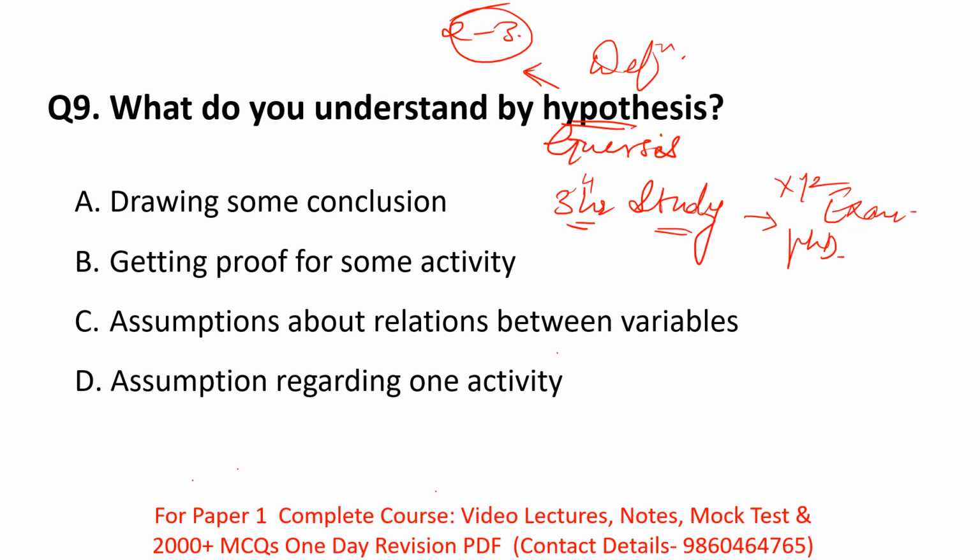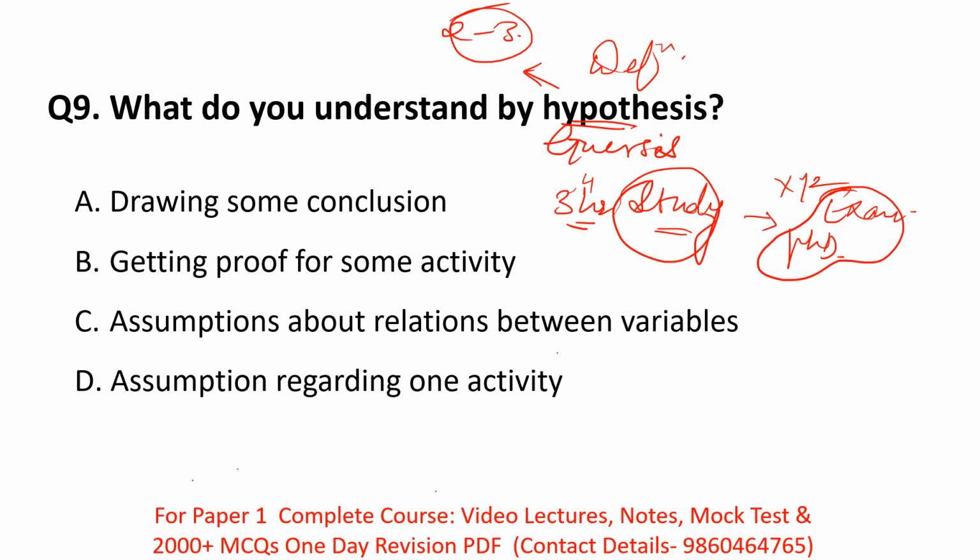entrance examination. So here I am guessing, I am assuming the relation between two variables. The first variable here is study and the second variable is the PhD entrance examination. Between these two variables I am assuming the relation. So what is hypothesis? Hypothesis is nothing but a tentative statement, meaning a temporary statement, guessing assumptions for a short period of time.